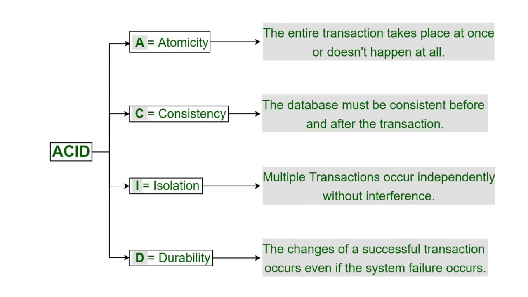There should not be an instance where the money is debited from your account and it is not credited to your friend's account. Now coming to consistency, a transaction has to be consistent. There should not be a case where you transferred $100 to your friend and your friend received only $50. This is not a consistent transaction, right? Consistent means that a database must be consistent before and after the transaction.